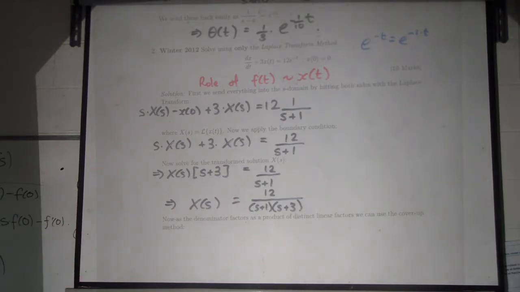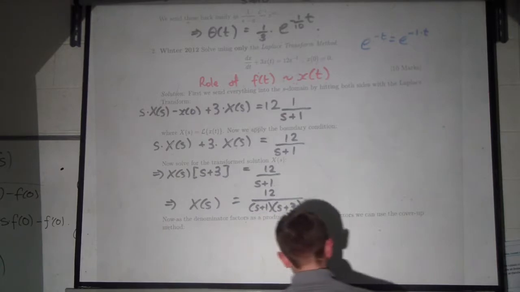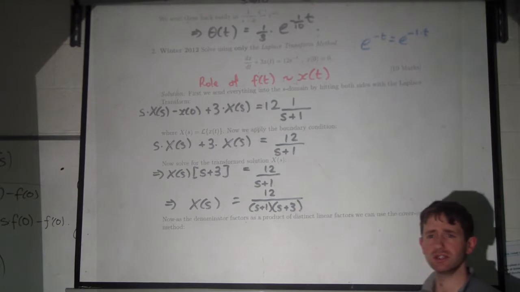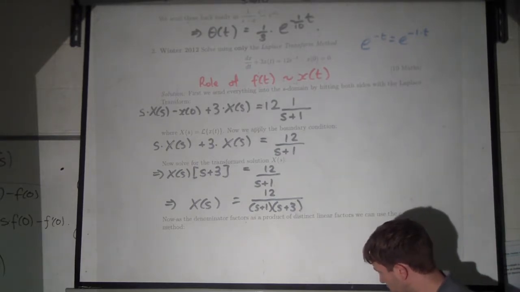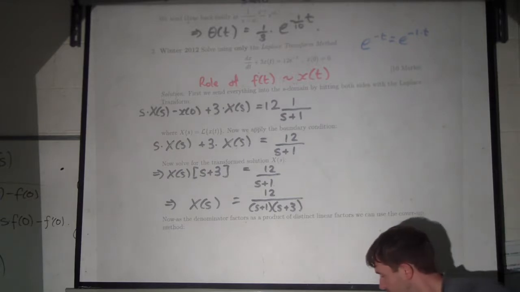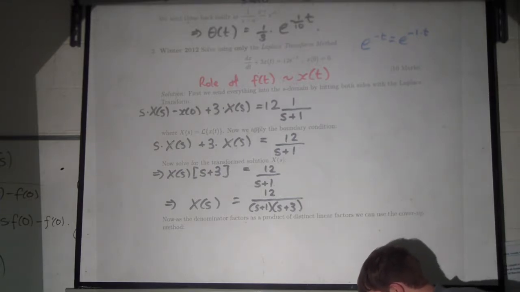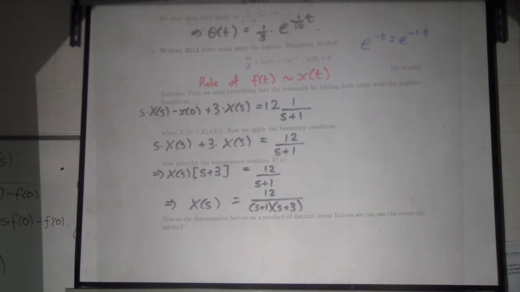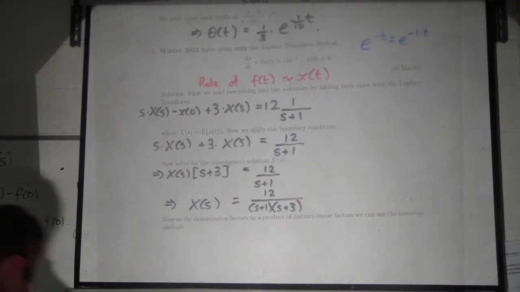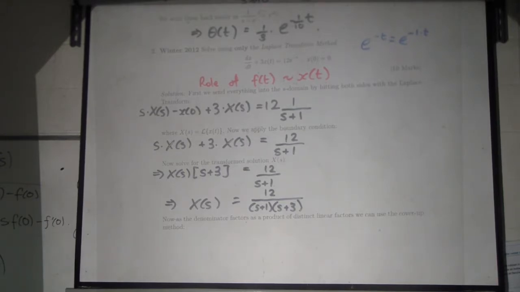If you have 12 over s plus 1, and you want to divide it by s plus 3, to divide, you multiply by 1 over s plus 3. Like to divide by 2, you multiply by half. And how do you multiply fractions together? Top, top, bottom, bottom. However you think about it, this is what you end up with: 12 divided by s plus 1 and also divided by s plus 3. So that's the first 3 steps. Marks for that.